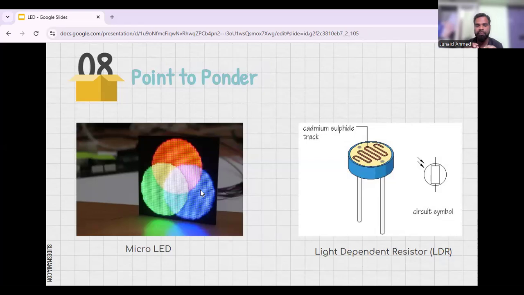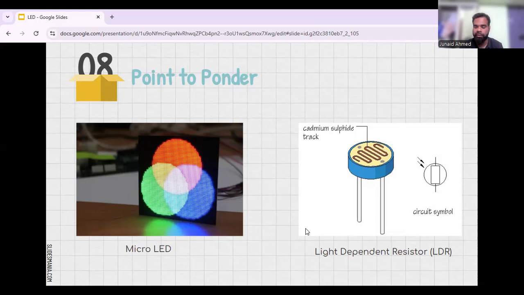Normally we have an epoxy lens like that, but if we make a small micro LED, we can make it with the screen. Then, light dependent resistor. Light dependent resistance means it depends purely on the resistor. Whenever the light falling on the light dependent resistor changes, its resistance changes, so it can switch on the circuit or close the circuit. It is mainly used in burglar alarms.